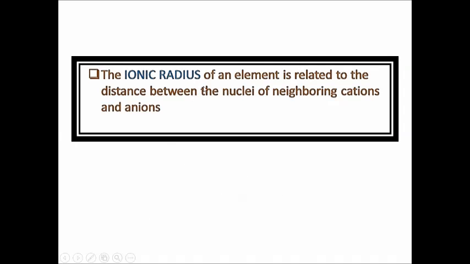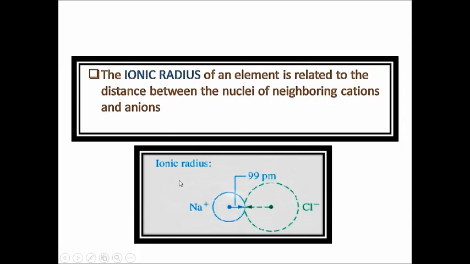And the last one is the ionic radius of the element, which is the distance between the nuclei of the neighboring cation and anion. When we talk about cations and anions, one cation and one anion should be there to make a molecule. So in NaCl, Na plus and Cl minus ions are there: sodium cation and chloride anion. The distance from the center of the Na plus ion to the center of the Cl minus ion is named the ionic radius of the element.